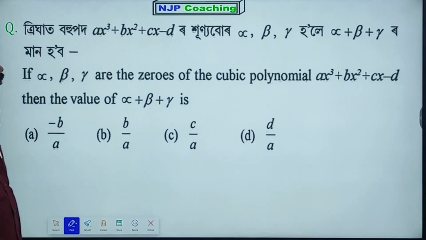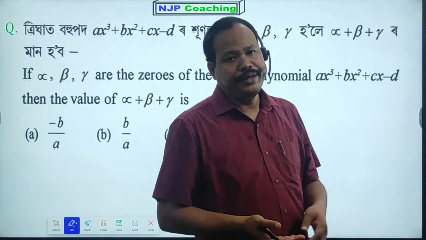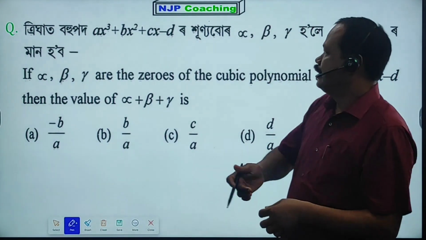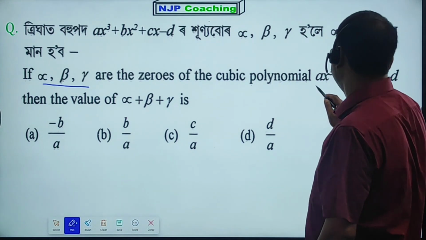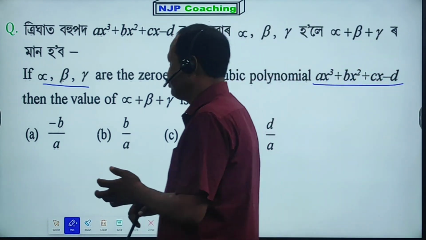Next question. Again one cubic polynomial. Zeros are alpha, beta, gamma. And is the cubic polynomial in the standard form? Not in the standard form, the last term is negative.